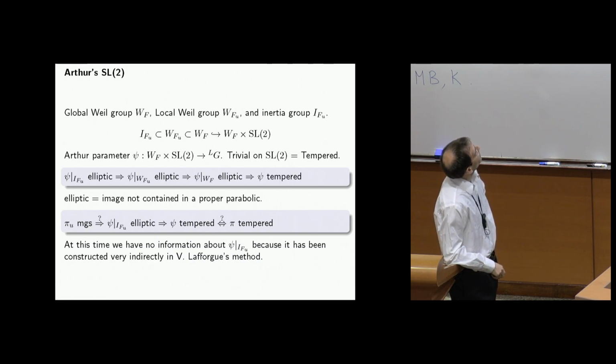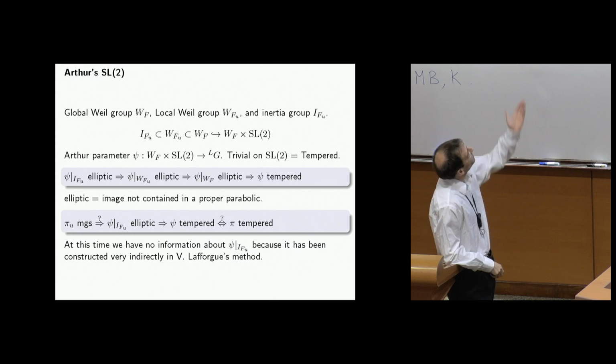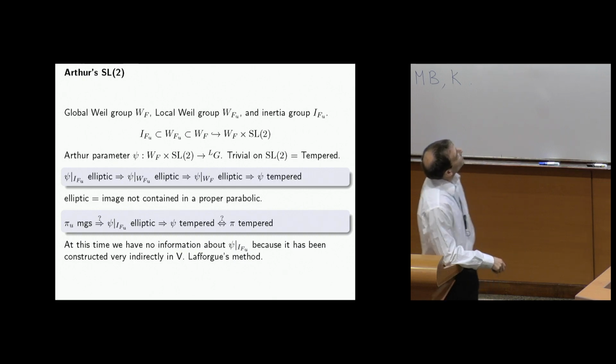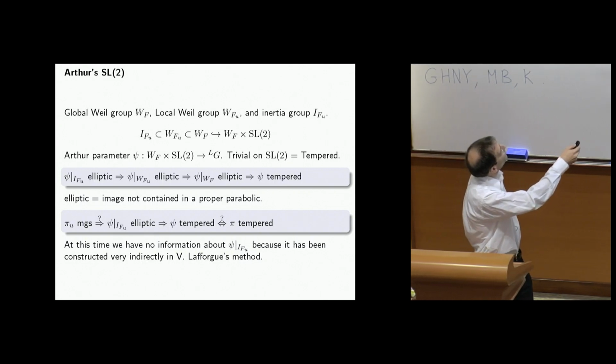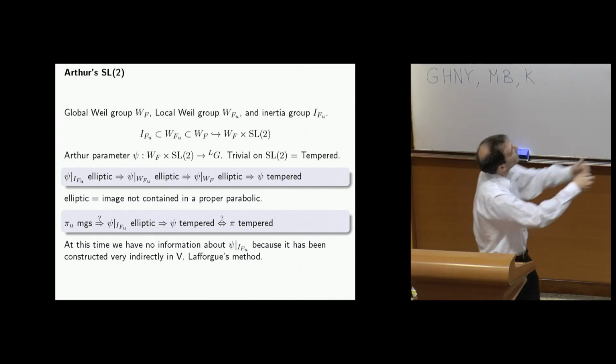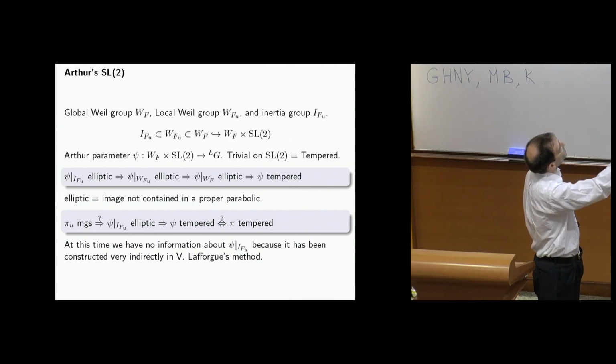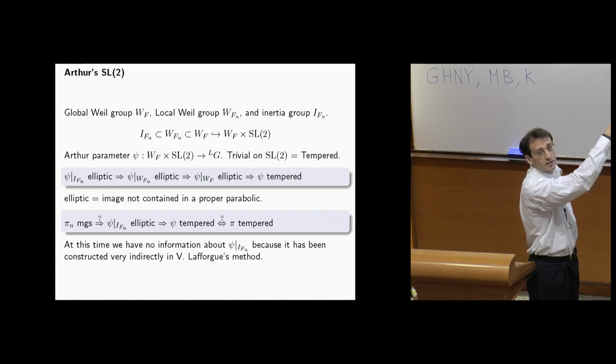By definition, if you're elliptic on the small piece, you're elliptic on bigger and bigger pieces. So this implication is obvious by definition.